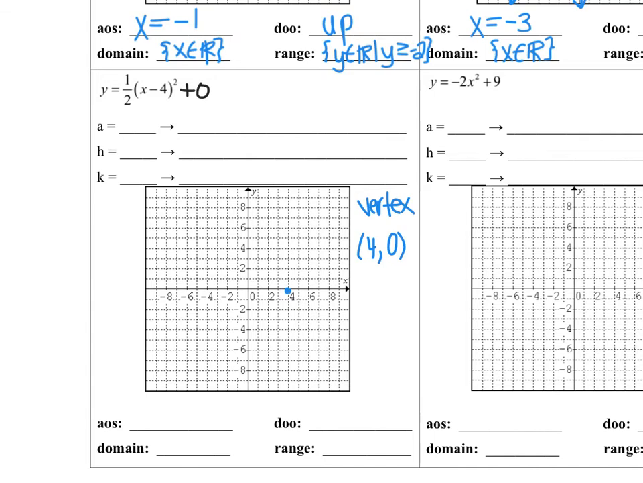Okay. And now the A value was 1/2. The H value is +4. And there is a K value of 0, which means we don't have any transformations. Okay. So go ahead and fill in the rest, and then we'll take it up.